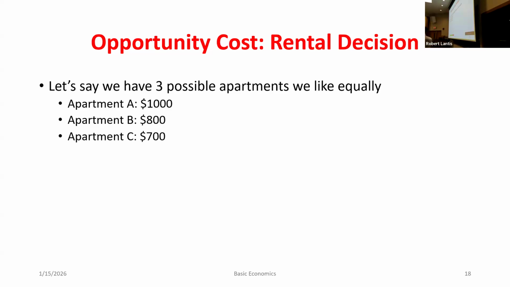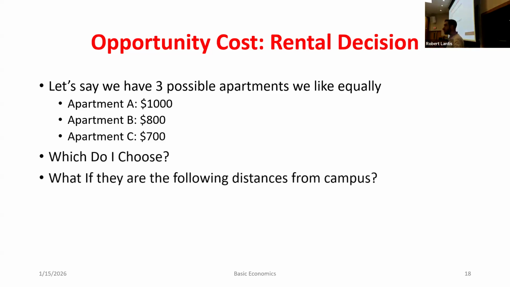So here are the 3 different apartments, and for some reason they have 3 different rental prices. Right? One of them costs $1,000 a month, $800 and $700. If it was just based off of this, which apartment would you choose? The cheapest one. Right? It has the lowest sticker price, or the lowest cost, or what we'll end up calling explicit cost. Okay. So which one would I choose? Well, I would think apartment C.